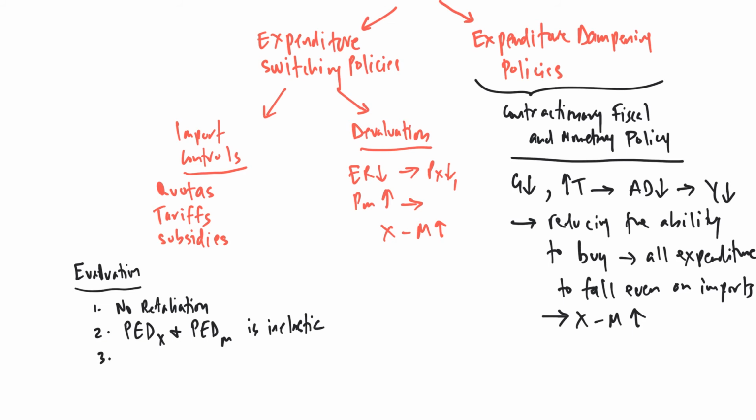Number three, from the consumers' perspective, what matters is that when you put import controls, you're trying to make sure domestic goods consumption increases.